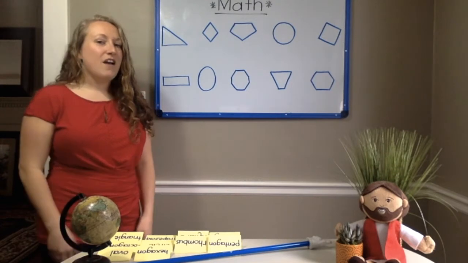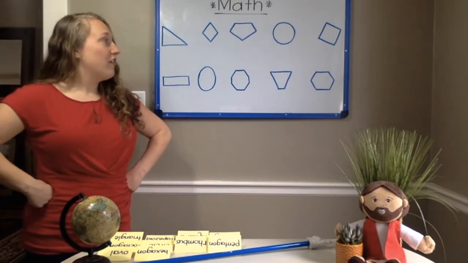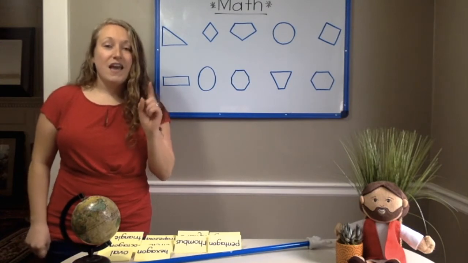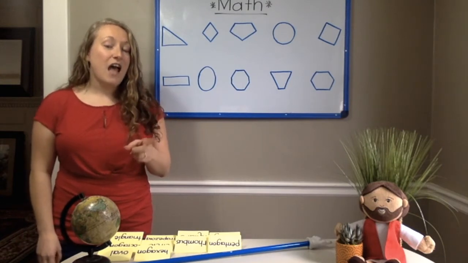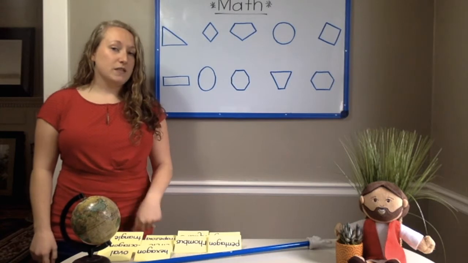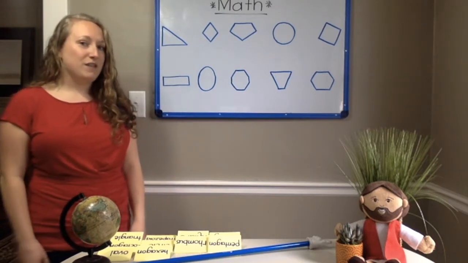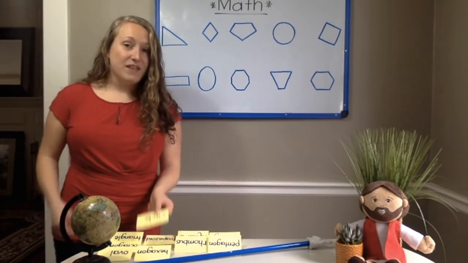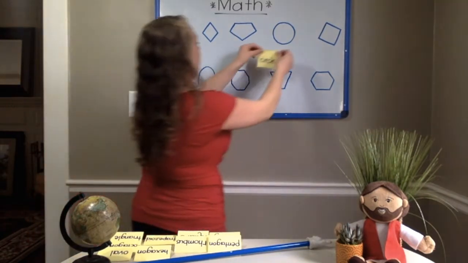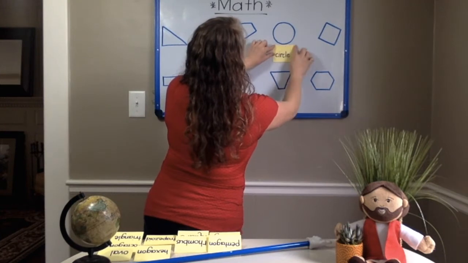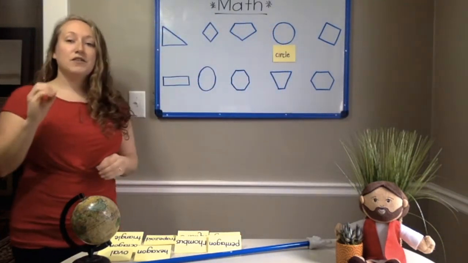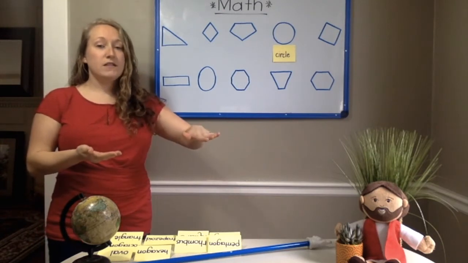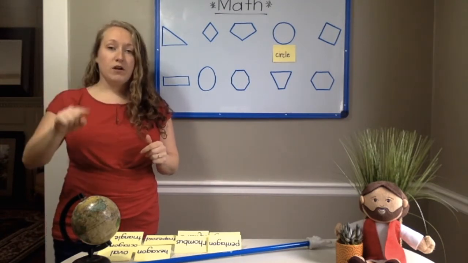Here we go. The first shape I'm thinking of has 0 sides, 0 vertices, and if it were a pizza and I cut it into pieces, all of the pieces would look the same. Which shape do you think I'm thinking of? I am thinking of a circle. A circle is round. It has 0 sides and 0 vertices. Remember, the sides are the flat parts and the vertices are the pointy parts, the corners.